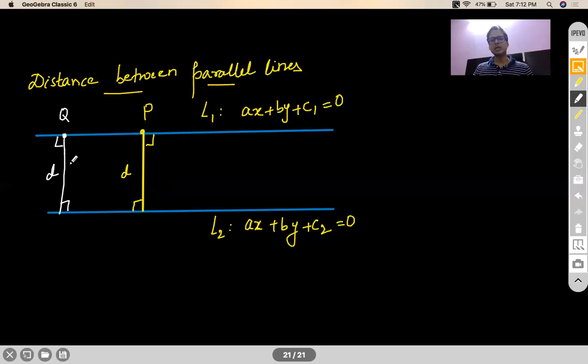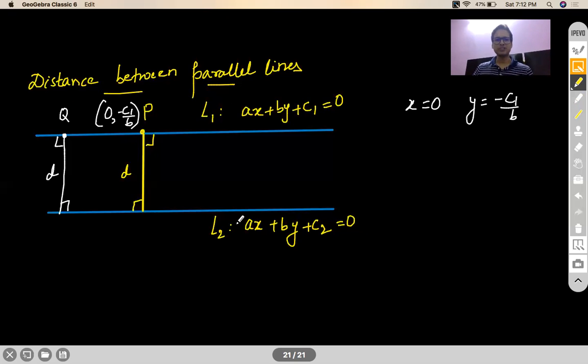Now, in order to find P, you can choose any point that you know on that line, or the safest way would be to take one of the coordinates to be 0. Normally, I take x as 0. If you take x as 0, your y automatically becomes minus c1 by b. So point P can be taken as (0, minus c1 by b). So you have got a point on this line L1. Just find out the distance of P from L2. So this is like your alpha beta and this is your given line.